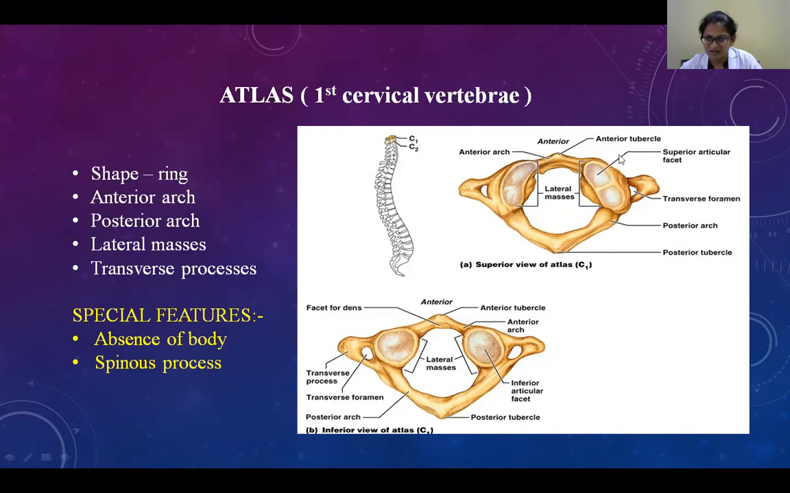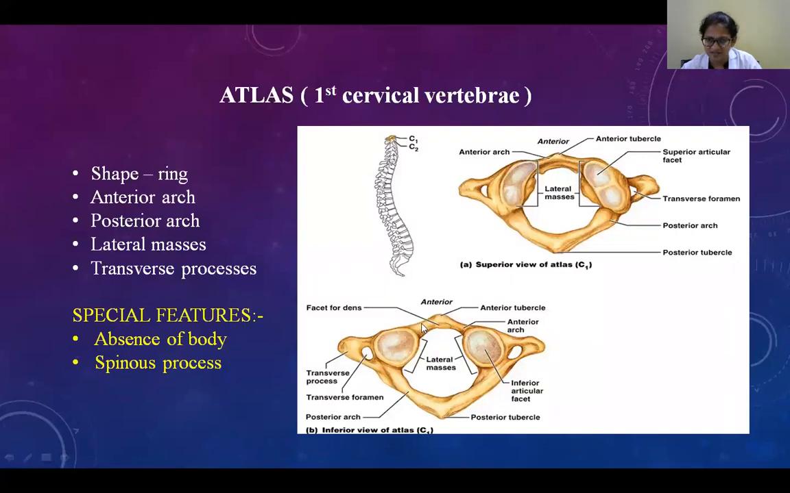This atlas consists of the anterior arch. This is the anterior arch, and this is the posterior arch, and these two are the lateral masses. Anterior arch, posterior arch, and lateral masses. First, we are going to discuss the anterior arch. The anterior arch is small when compared with the posterior arch. This anterior arch consists of an anterior surface, posterior surface, upper border, and lower border.